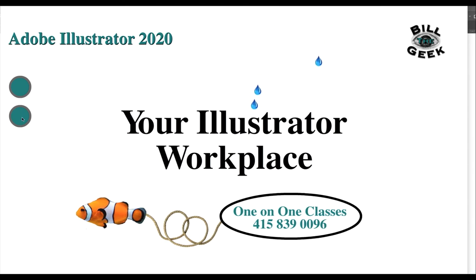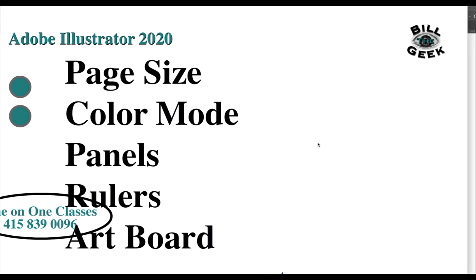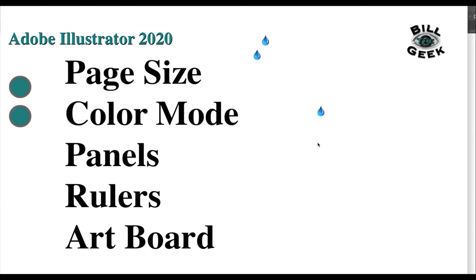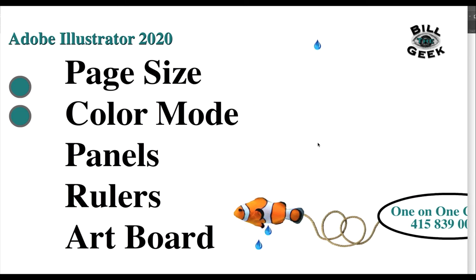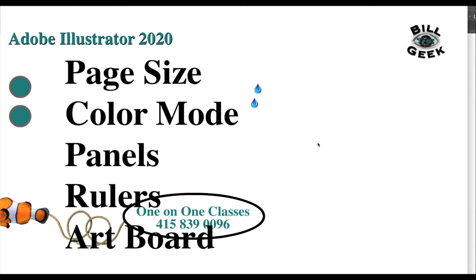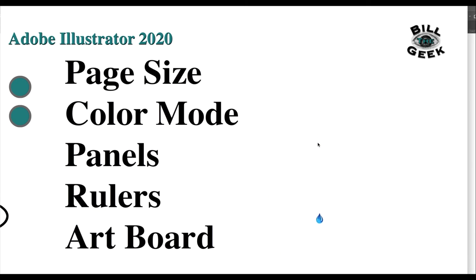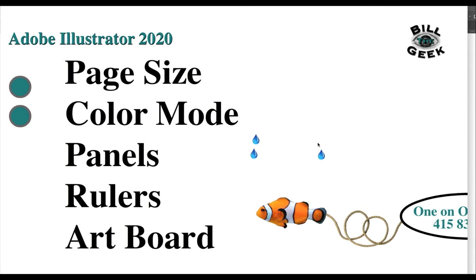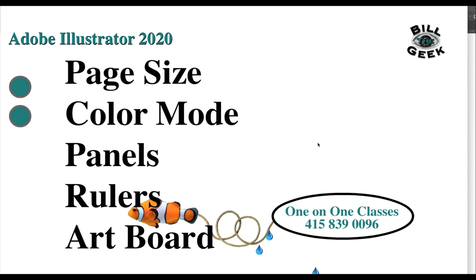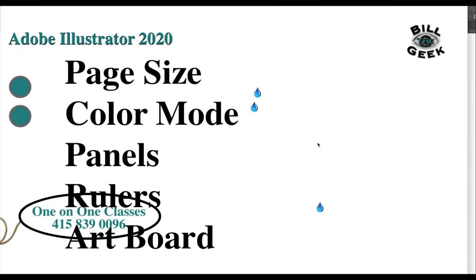So what we're going to talk about in this video is setting up your page size, the width and height, what color mode you want to work in, which is important, and you'll see why. What panels do you want to leave open all of the time, and how to save which panels open whenever you open a new file. How to see your rulers all the time so you can see the width and height of everything that you're working on. And it's important to understand also what is the Illustrator artboard.